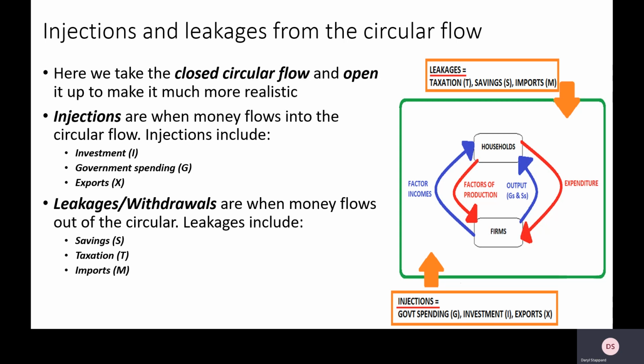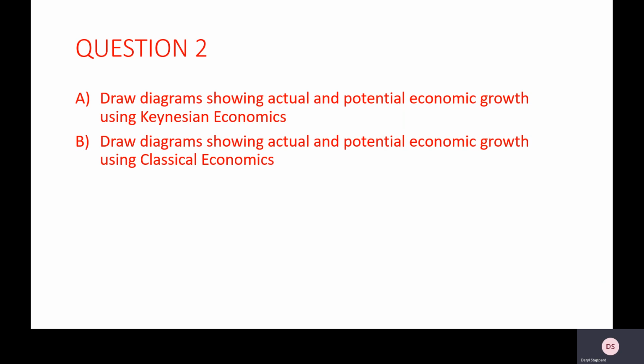So overall, everyone, it's really, really important that you understand that when injections increase, the circular flow and national income will grow. If withdrawals increase, then the circular flow will get smaller, which means that national income will also start to fall.